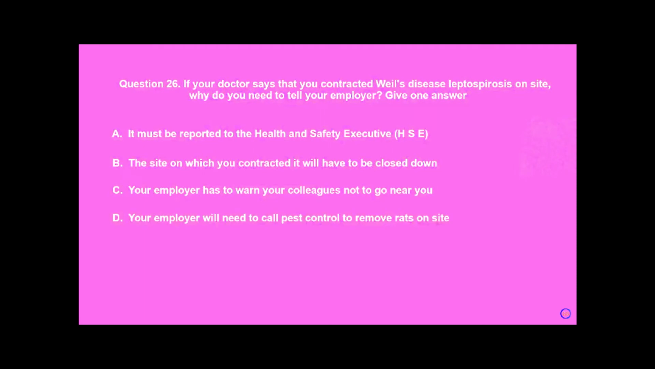D. Your employer will need to call pest control to remove rats on site. The correct answer is A. It must be reported to the Health and Safety Executive, HSE.